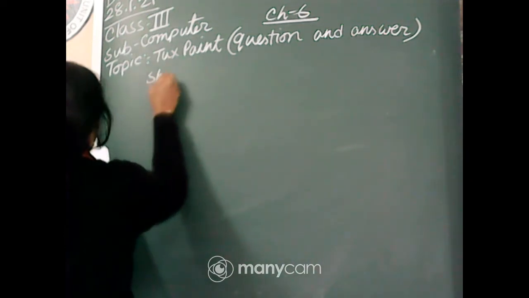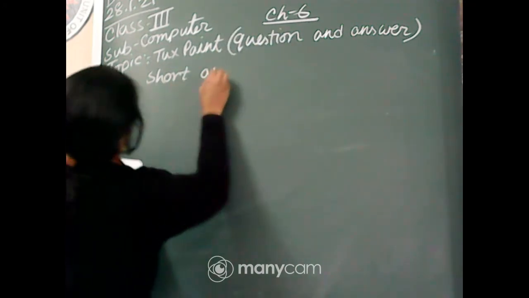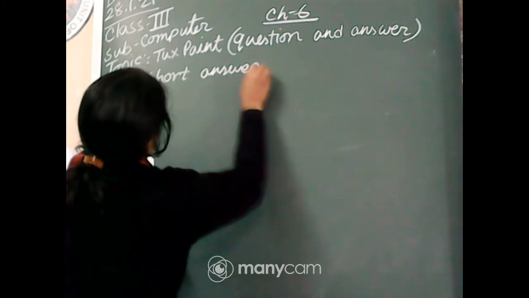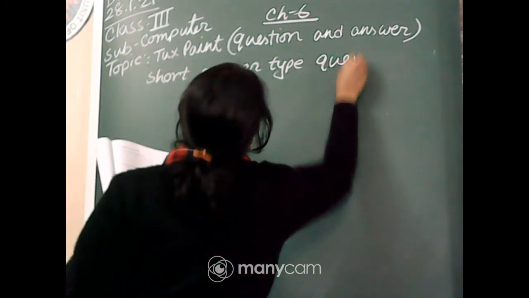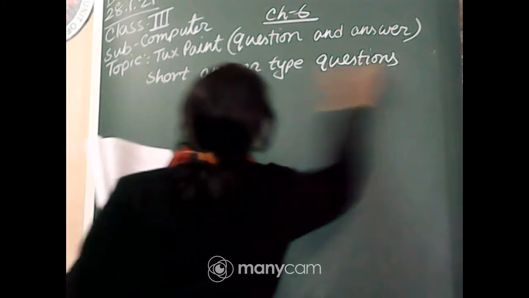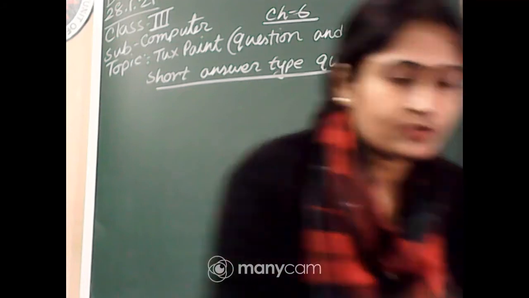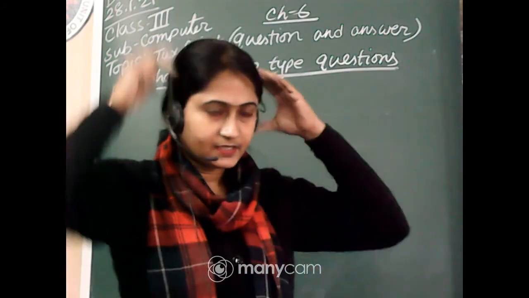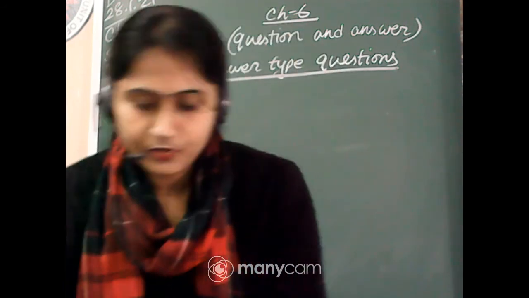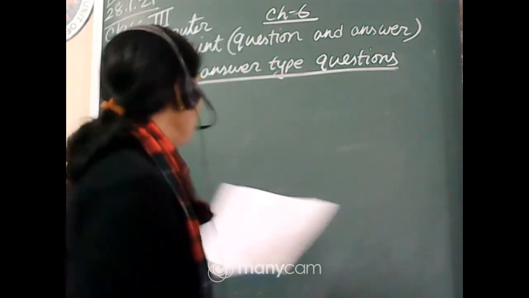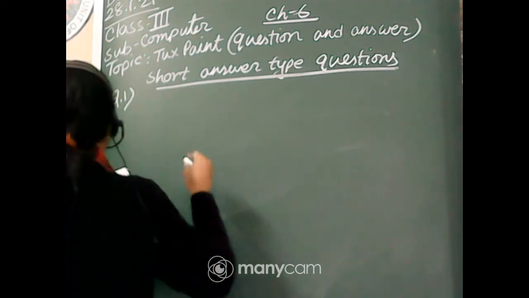Chapter number 6, short answer type questions. Please take out your notebook and note down in your notebook. First question, question number 1. Write the question first and then the answer.